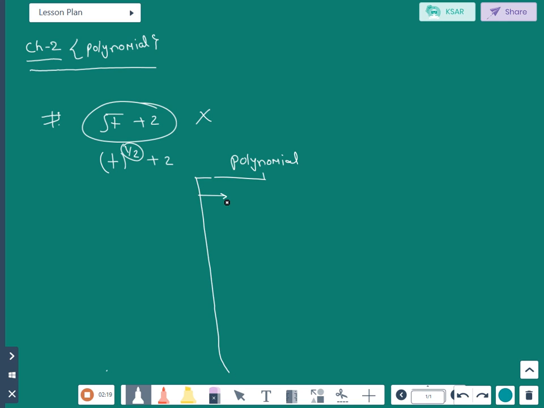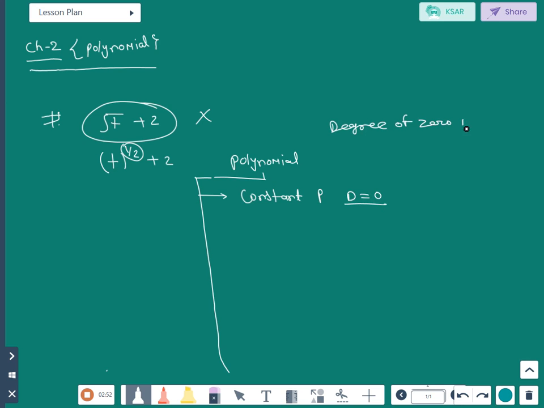Now types of polynomial. In types of polynomial based on its degree, first is the constant polynomial. In constant polynomial, what is the degree of that polynomial? Degree of the polynomial is 0. Now the question arises, what is the degree of the 0? So students, what is the degree of the 0? The degree of the 0 is not defined.